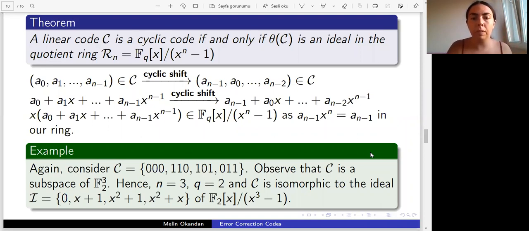So by the above theorem, we have that our cyclic code C is actually isomorphic to an ideal of F2[x] divided by the ideal generated by x cubed minus 1. What is more, we can write down precisely what these elements of our ideal are. How do we do that? For example, 110 will correspond to 1 times 1 plus 1 times x plus 0 times x squared. So this will give us x plus 1. We will obtain from 110 the element x plus 1. If we were to do this for each element of C, we will obtain a complete list of our ideal I.